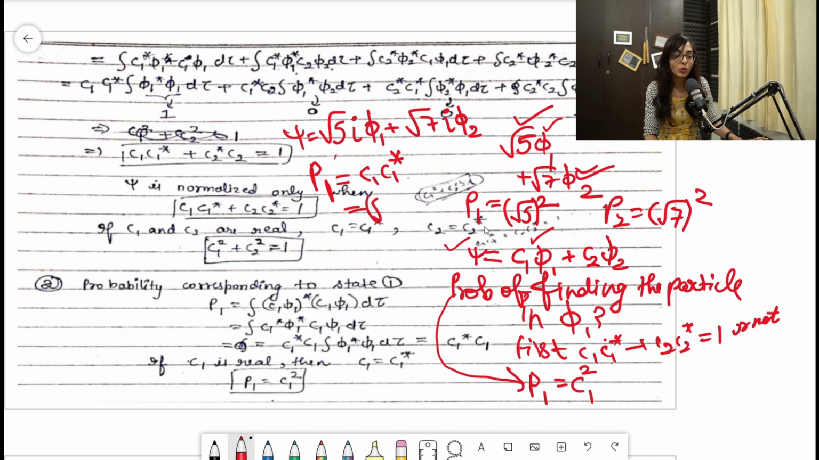It will become root 5i. Clear? And then it will become minus root 5i. Clear, guys? Then you will do it like that. Then you will find the probability. I'm telling you just an example.